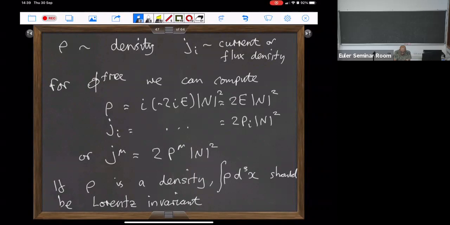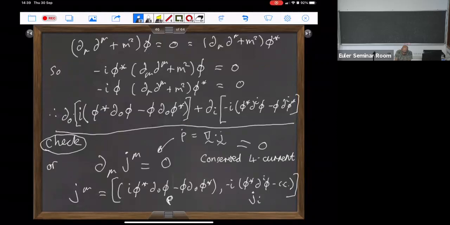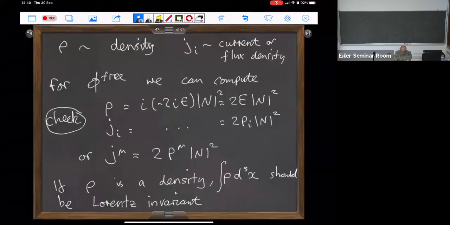So let's compute these things for our free particle solution. This is also an exercise. Just take the free particle solution that we just wrote down and calculate this quantity, and calculate the components of J mu using this formula at the bottom. So we see that rho is proportional to the energy and J is proportional to the 3 momentum. And then n itself is just a normalization constant, which I'm not going to specify for now. So J mu is proportional to the 4 momentum with coefficient 2 in this case.